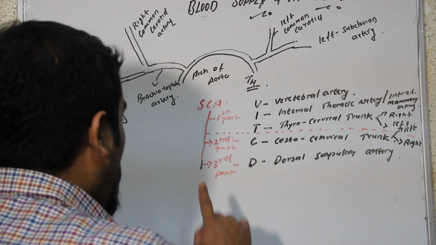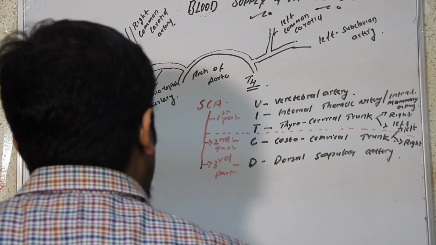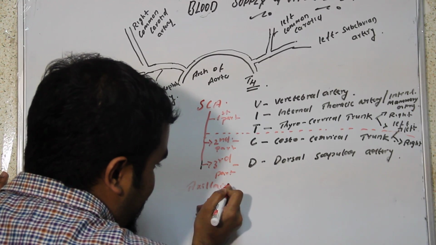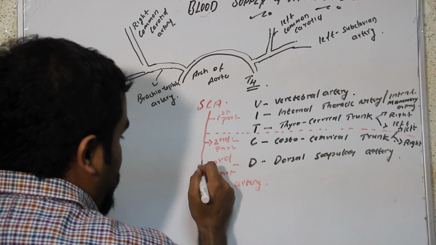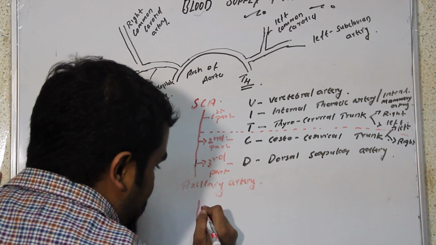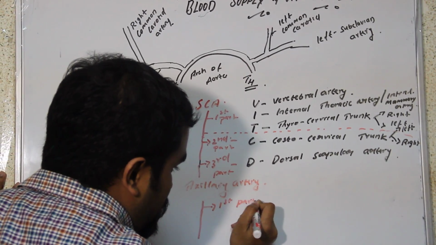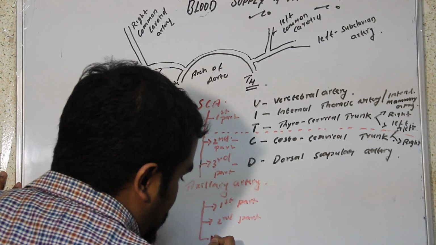Okay. So after the subclavian artery, we will have the axillary artery. The next main branch is the axillary artery. This axillary artery also has three parts: first part, second part, and third part.